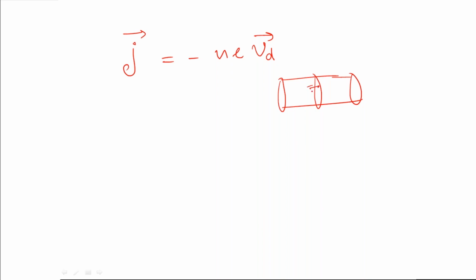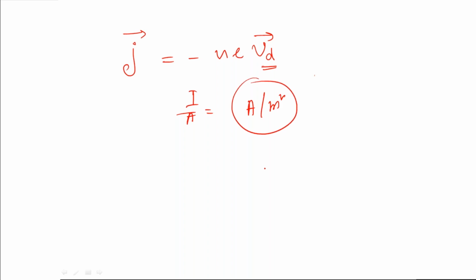And also, look at what I have written in this expression. It has Vd on the right hand side, which is a vector quantity. That's why current density is a vector, and it has a unit. What is the unit of current density? It is I by A, that means ampere per meter square. This is the SI unit of current density.